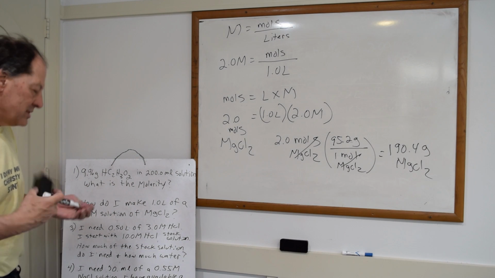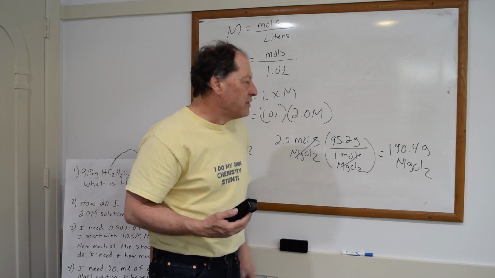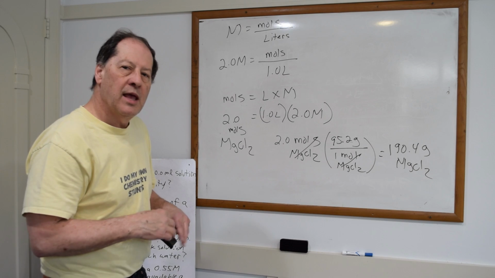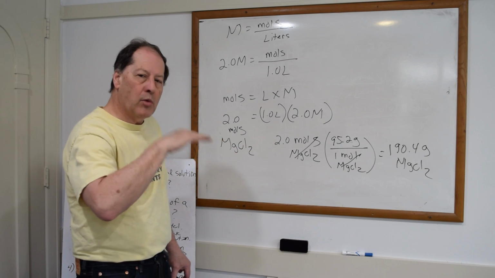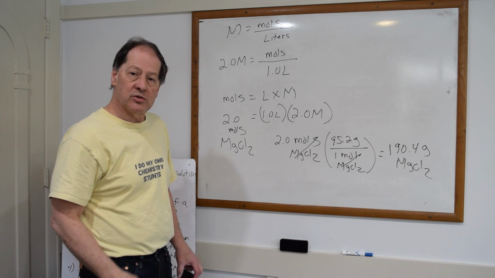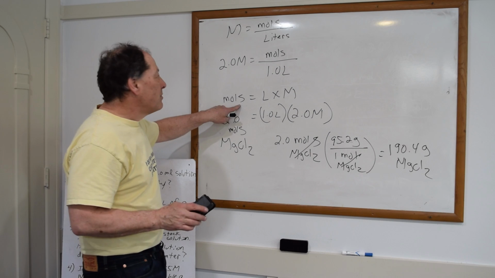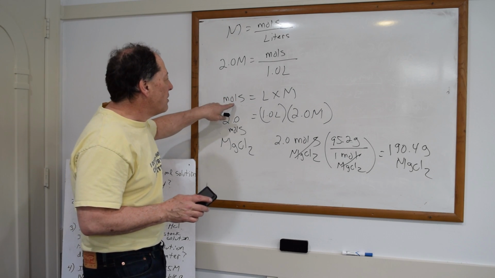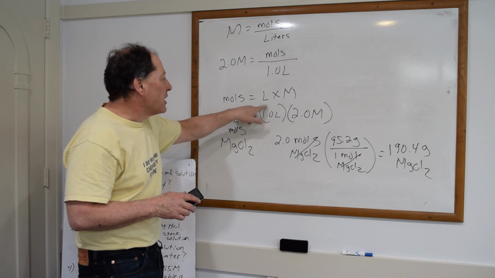So remember, the question was, how do I make this solution? Well, what I'd have to do is take a container and measure out 190.4 grams of magnesium chloride. I'd put it in that container, and then I'd add water up to the 1 liter mark, mix it all up, and I've got my solution. Okay? So it's the same equation as we used in the first problem, except I just rearranged it to solve for a different variable. I could also rearrange it to solve for liters if I wanted to.